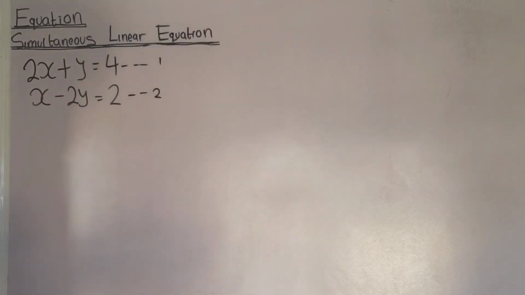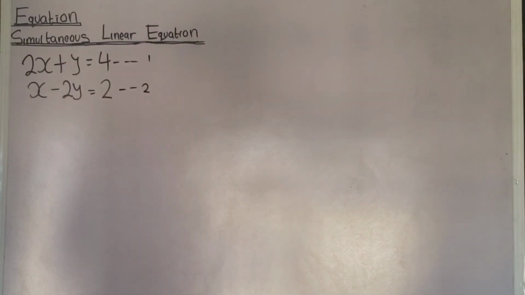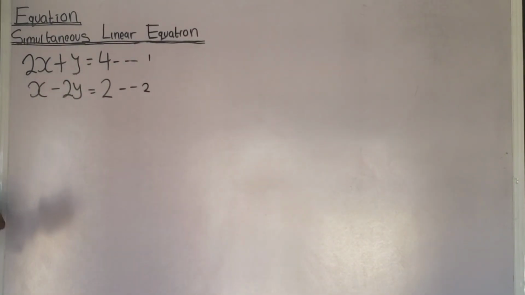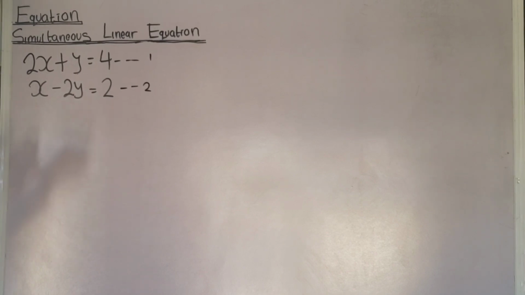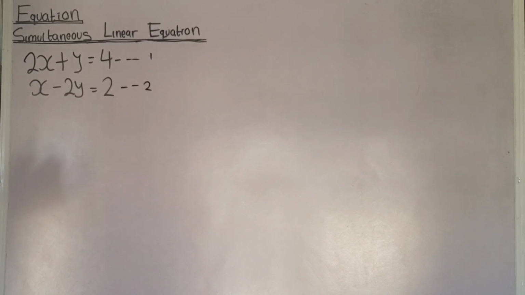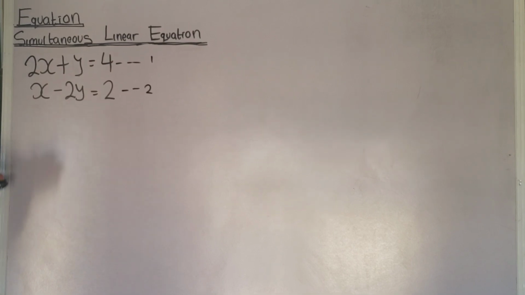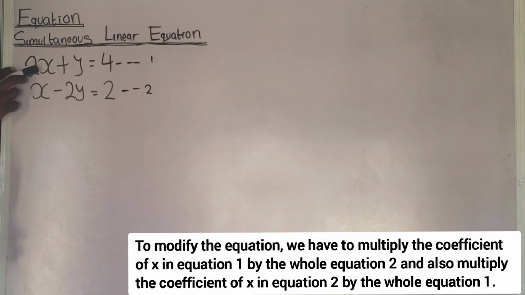You understand? So now, the coefficient of x in equation 1 is what? 2. The coefficient of x in equation 2 is what? 1. Now, I'm going to multiply the second equation by the coefficient of x in equation 1. Listen to what I said again. The coefficient of x in equation 1 is 2, and the coefficient of x in equation 2 is 1.